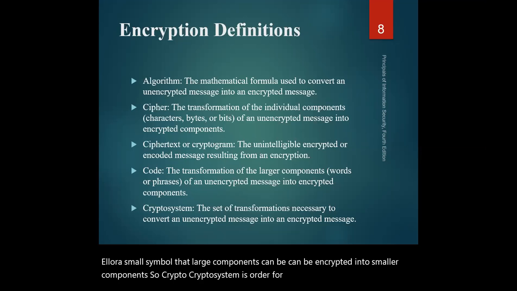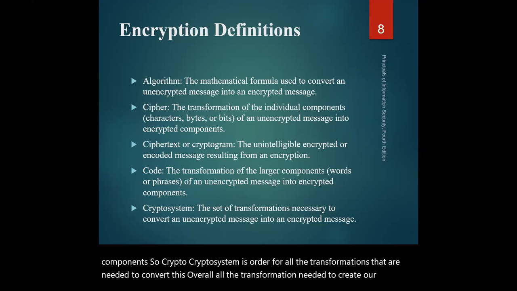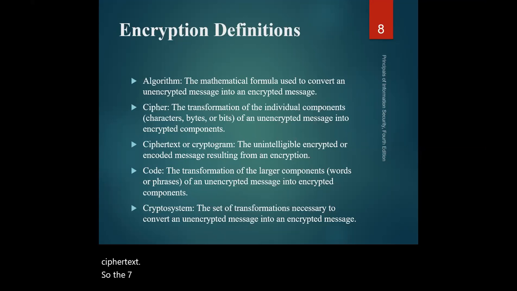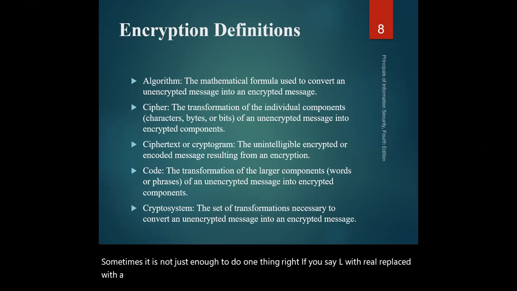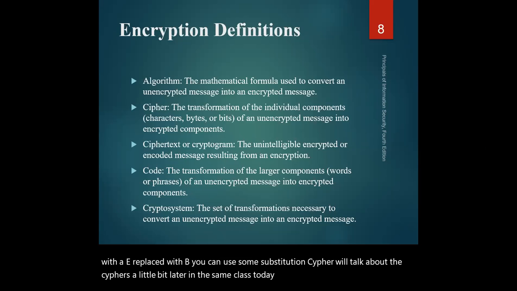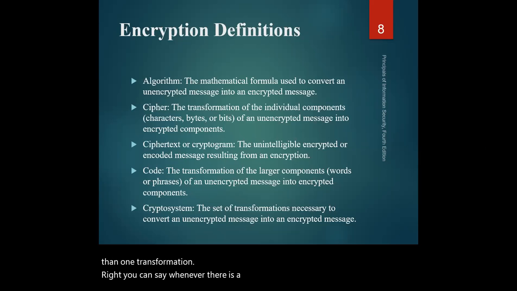So a crypto system is all the transformations needed to create our ciphertext. So the set of transformations needed to convert the basic message into an encrypted message. That means what are all the things that you need to do. Sometimes it is not just enough to do one thing, right? If you say L replaced with A, E replaced with B, you can use some substitution cipher. We'll talk about the ciphers a little bit later in the same class today. But you can use more than one transformation, right? You can say whenever there is a C, you convert that to M and then go for the next letter of M. So we can use two or more transformations to create our ciphertext.